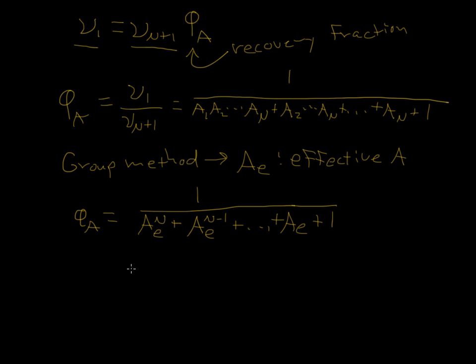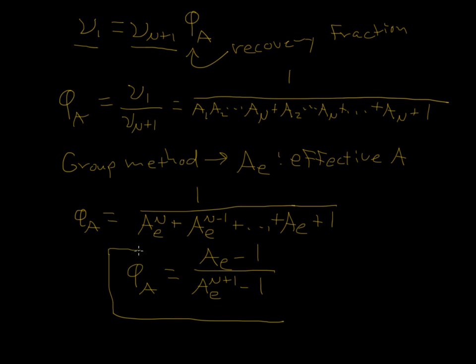We can show pretty simply that phi A is then going to be equal to AE minus 1 all over AE to the n plus 1 minus 1. This equation is called the Kremser equation. And its power is that it gives you this absorption factor, which allows you to calculate the flow rate of the product once you have the flow rate of the feed.